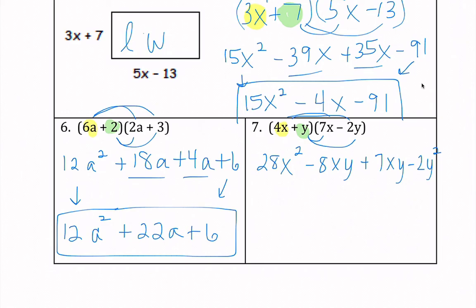So now I combine my like terms. I have xy's and xy's, so this 28x squared drops down. A negative 8 plus a 7 is a negative 1, so I'm going to have negative 1xy. Remember, you don't need that 1, so you could have put minus xy. And my minus 2y squareds drop.